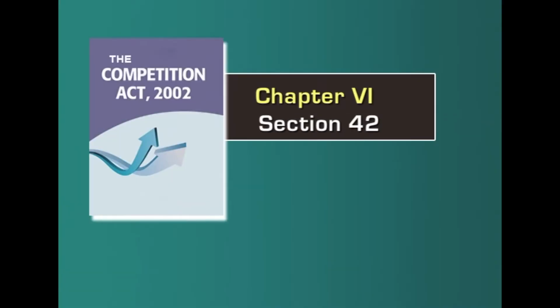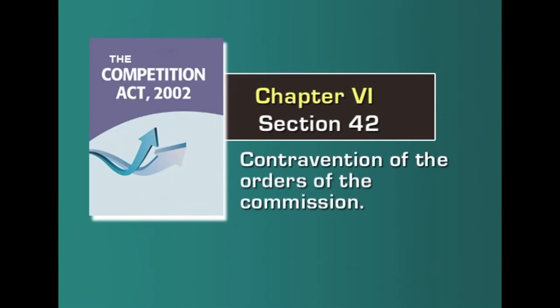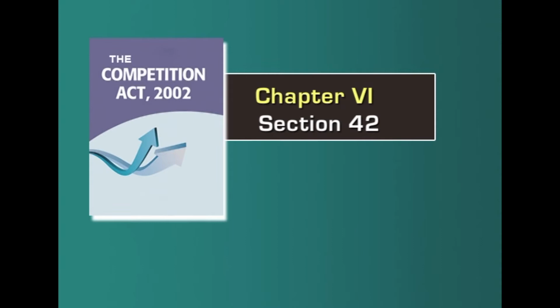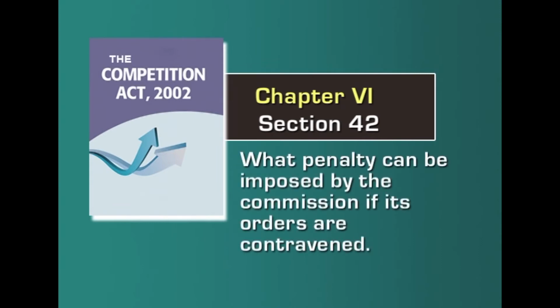Let us go one by one in each section. Section 42 talks about contravention of the orders of the Commission. Now, this becomes very, very important. In the previous chapter, under chapter 5, you have learnt about what orders can be passed by the Commission. Now, here under the penalties chapter, that is chapter 6, section 42 clearly says what penalty can be imposed by the Commission if its orders are contravened.